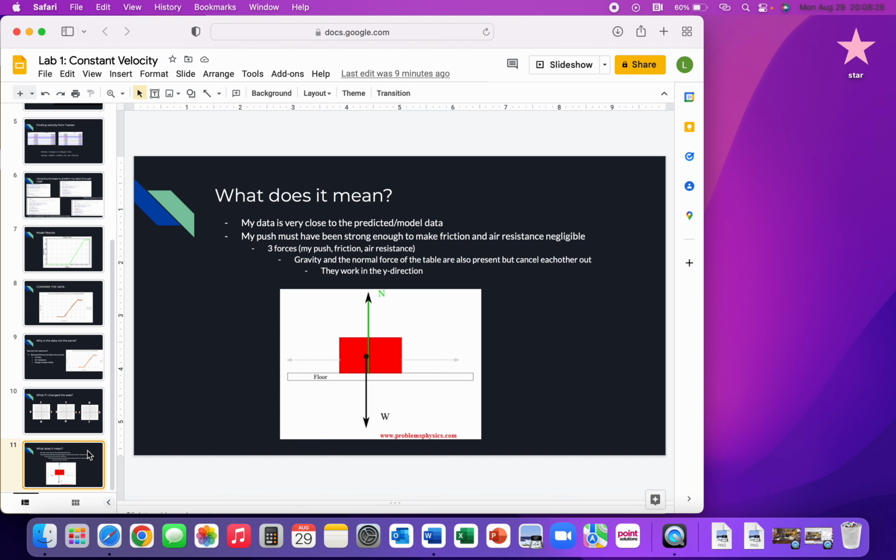And finally, my data was very close to the model data. The push must have been strong enough to make the friction and air resistance close to negligible. The three forces that I found to be very present in the x direction were my initial push, friction, and air resistance. And there are other forces working on the water bottle in the y direction, but they canceled out, and those would be the force of gravity and then the normal force of the table.